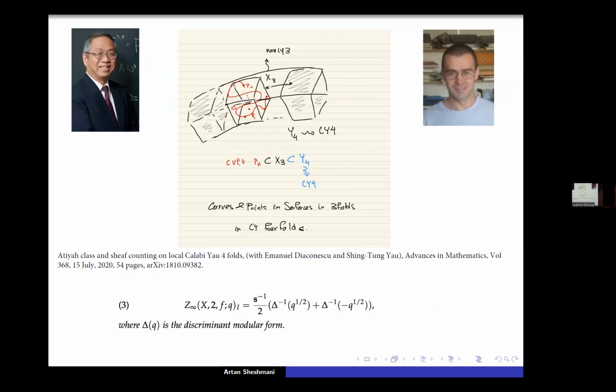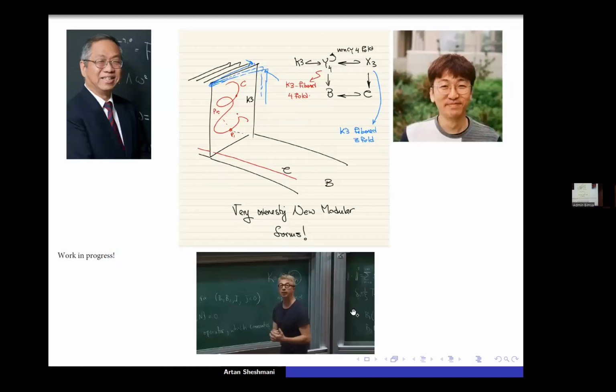Later, we said, what if curves and points sit in a threefold? And the threefold is deforming in a Calabi-Yau fourfold. So with Diaconescu at Rutgers, we developed some machinery for that, threefold versus fourfold, and we computed, in some cases, modular forms. Until now, we have this non-Calabi-Yau fourfold. We are interested in fourfolds these days. Non-Calabi-Yau fourfold, for instance, this is an example.